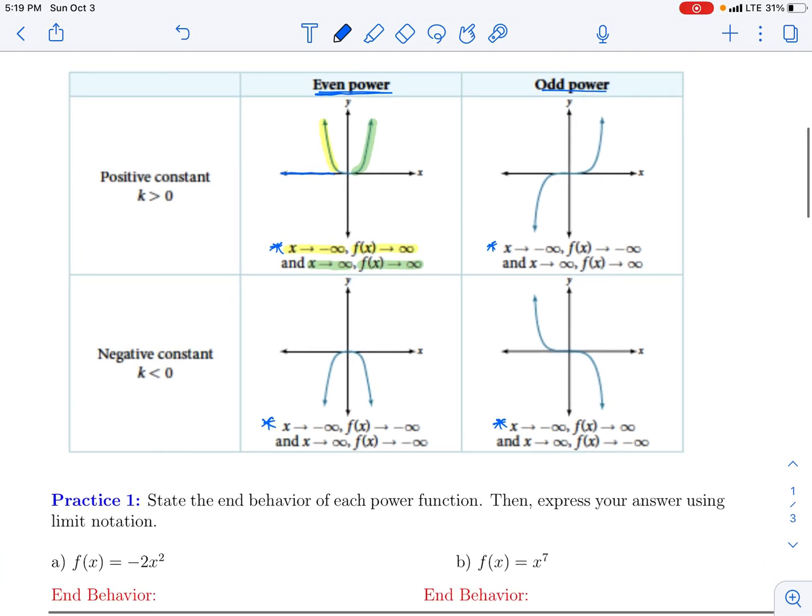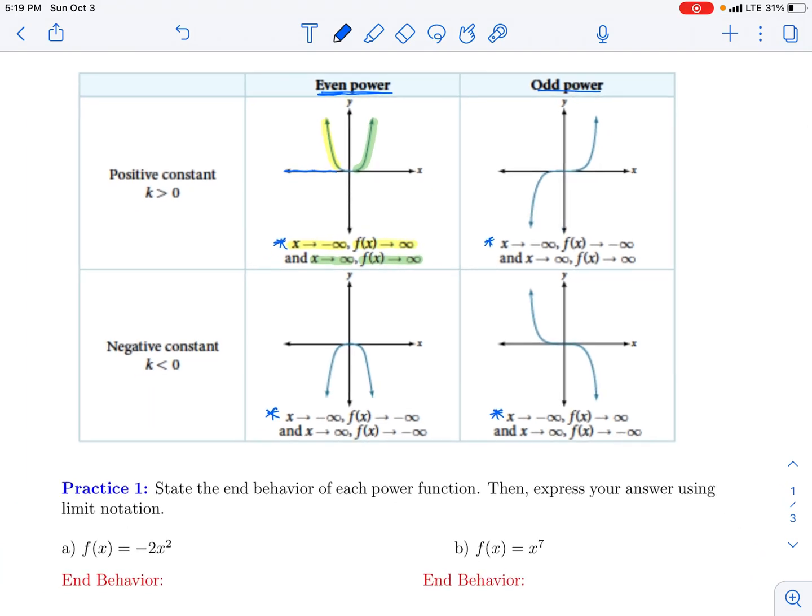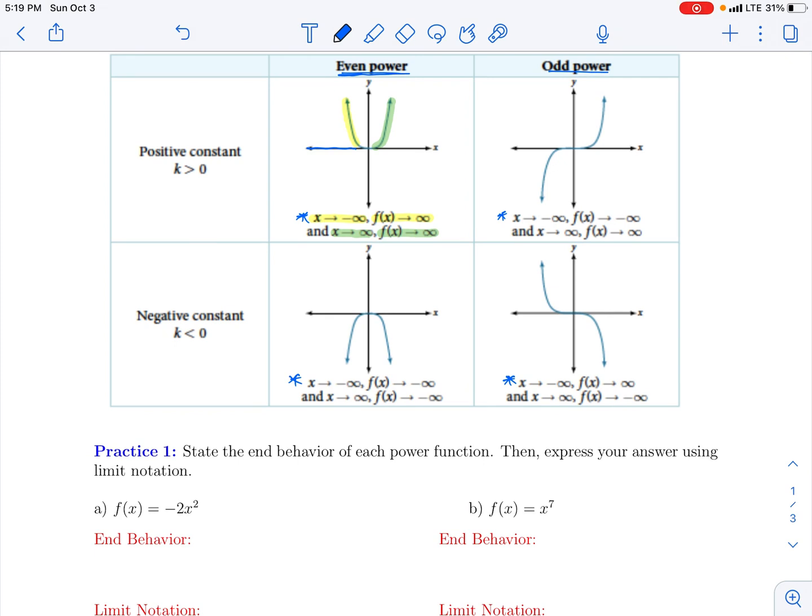To do these practice problems, I'm basically going to use this chart, and what I like to do is draw a rough sketch of the graph, like what's drawn in the chart here. It says to state the end behavior of each power function, then express your answer using limit notation. For f of x equals negative 2x squared, I know that my number in front is negative and that my power is even.